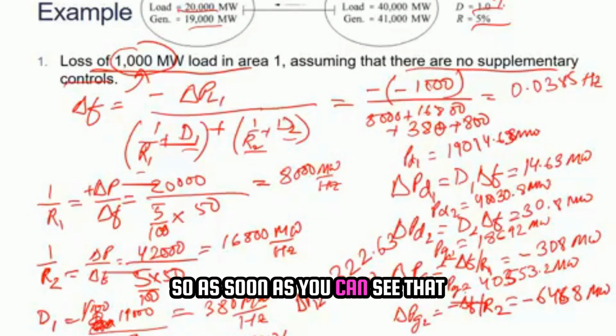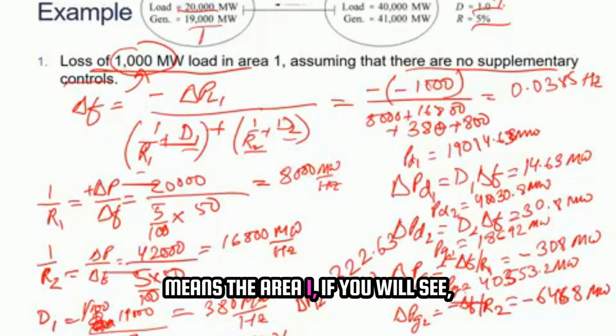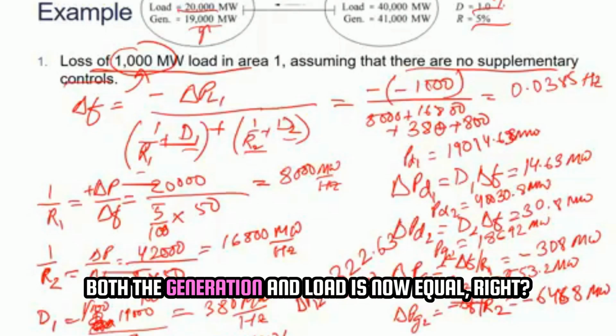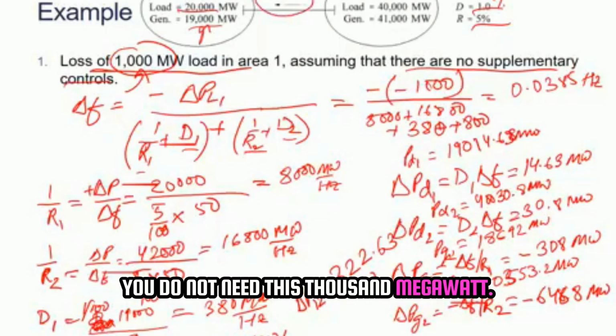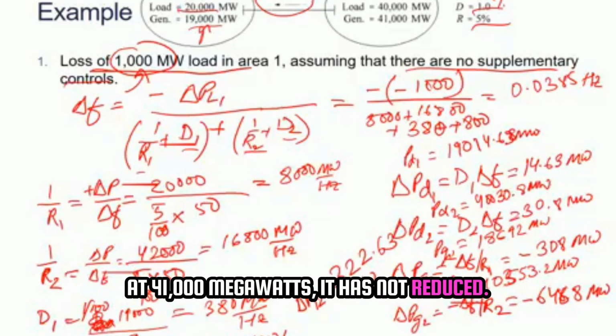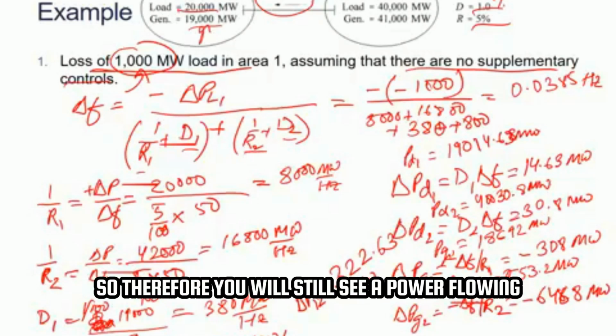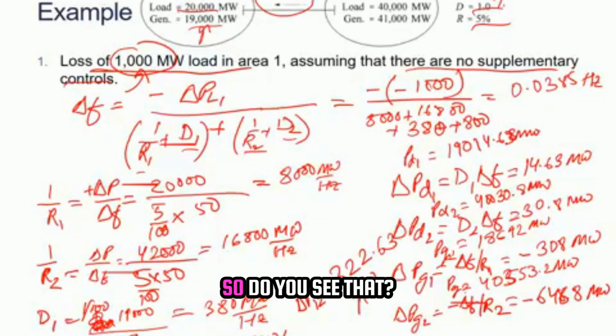So although 1000 megawatt of load was reduced, if you see area 1, both the generation and load are now nearly equal, right? So if the generation and load are equal, you do not need this 1000 megawatt. But because in area 2 the generation is still at 41,000 megawatt, it has not reduced, you will still see power flowing from area 2 to area 1 of 322 megawatt, right? Do you see that?